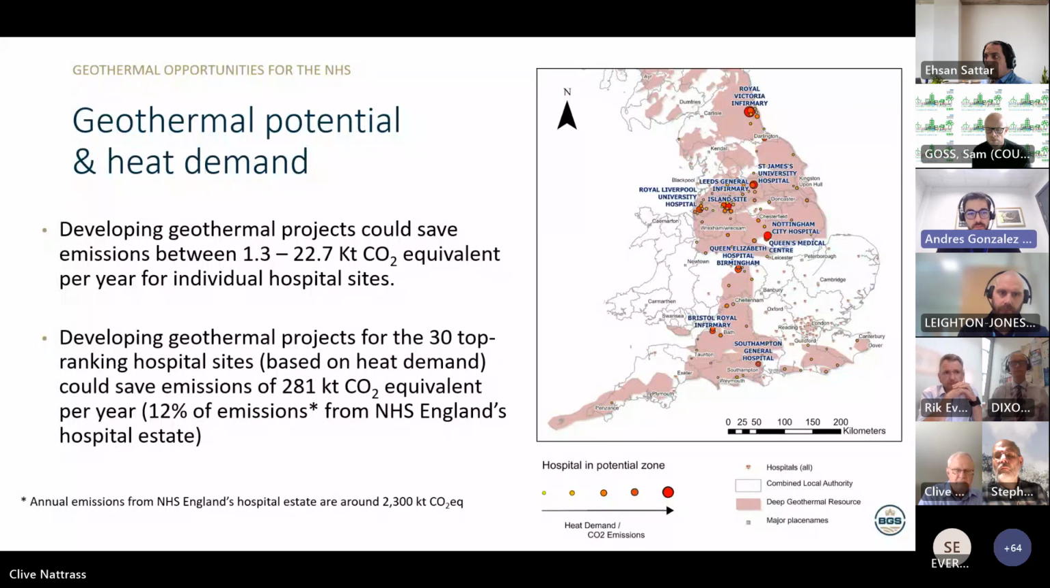So we have estimated that by developing these geothermal projects, we could save up to 12% of emissions from the NHS England estate, developing these geothermal projects for the 30 top ranking hospital sites, based, of course, on heat demand and on transferring into the geothermal solution. So next slide, please.